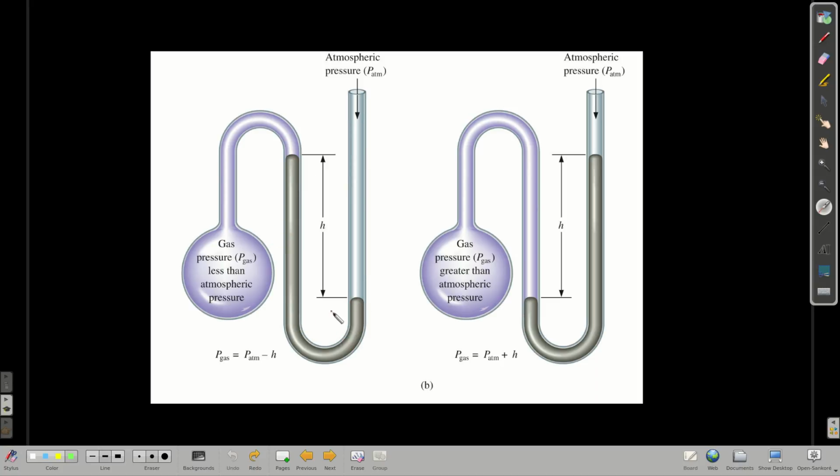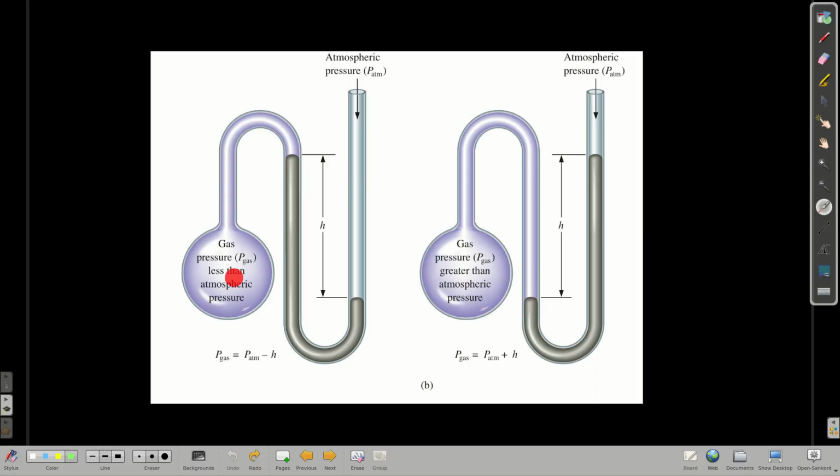Now does it make sense that if the pressure inside of here was the same as atmospheric pressure, the height of the column of mercury would be the same on both sides of this U right here, right? Because this pressure would exactly balance this pressure, and if they're the same, then it's the same height.